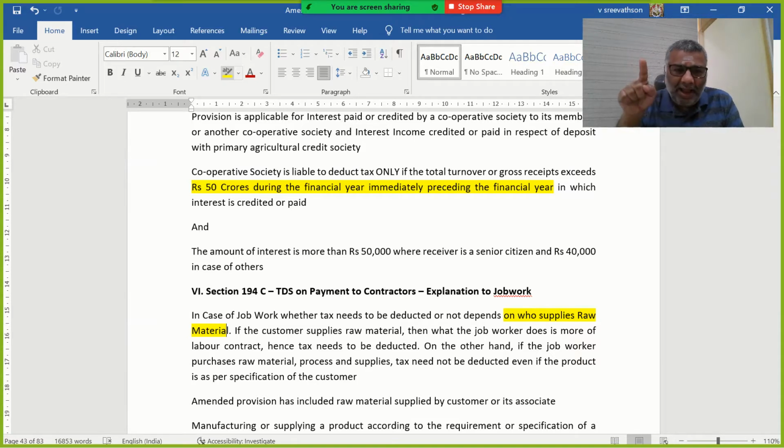On the other hand, if the job worker himself purchases raw material, processes and supplies, tax need not be deducted even if the product is as per the specification of the customer, because this will be known as sales and not known as job work.